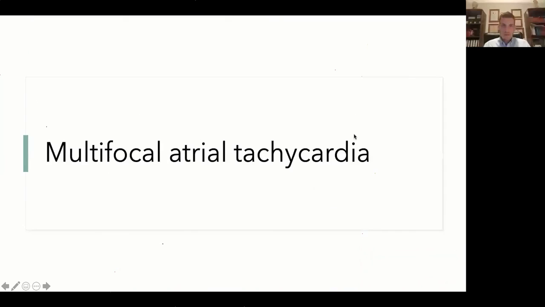Multifocal atrial tachycardia. This sounds like a lot of gibberish, but if we go through every single word one by one, we will manage to understand it, okay? Multifocal means that there are multiple places firing at the same time. Where are those places? In the atria. And tachycardia means that the heart is firing faster, as we said, with a rate of more than 100. Can anyone guess how this will show on an ECG strip?